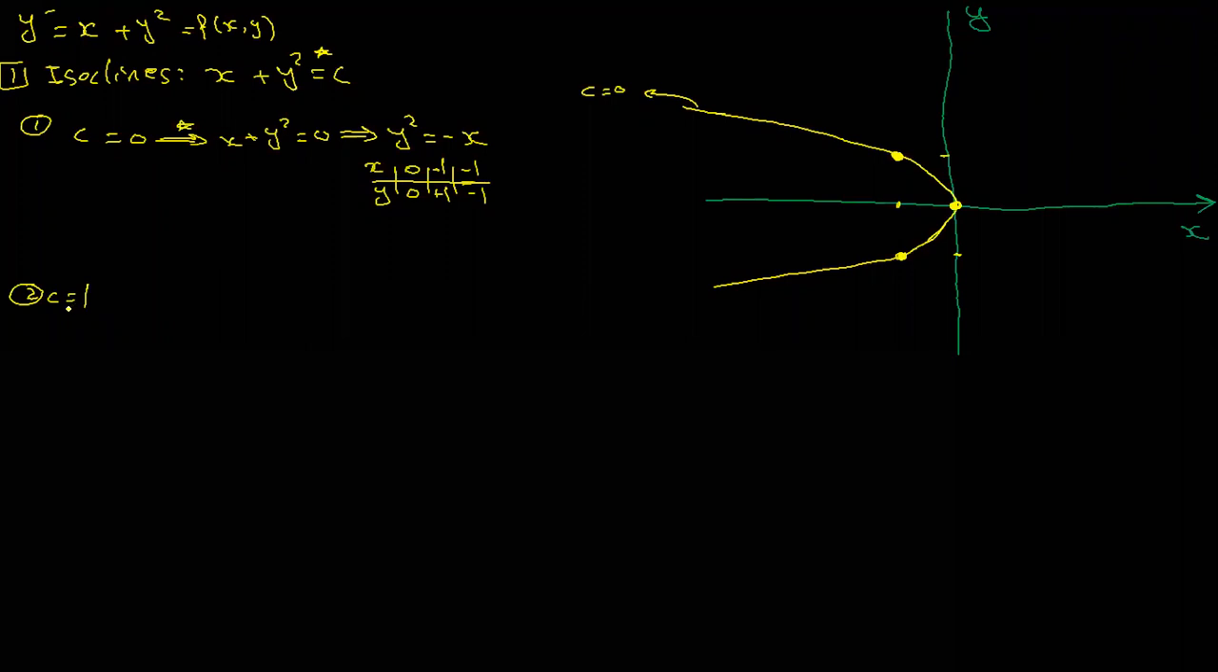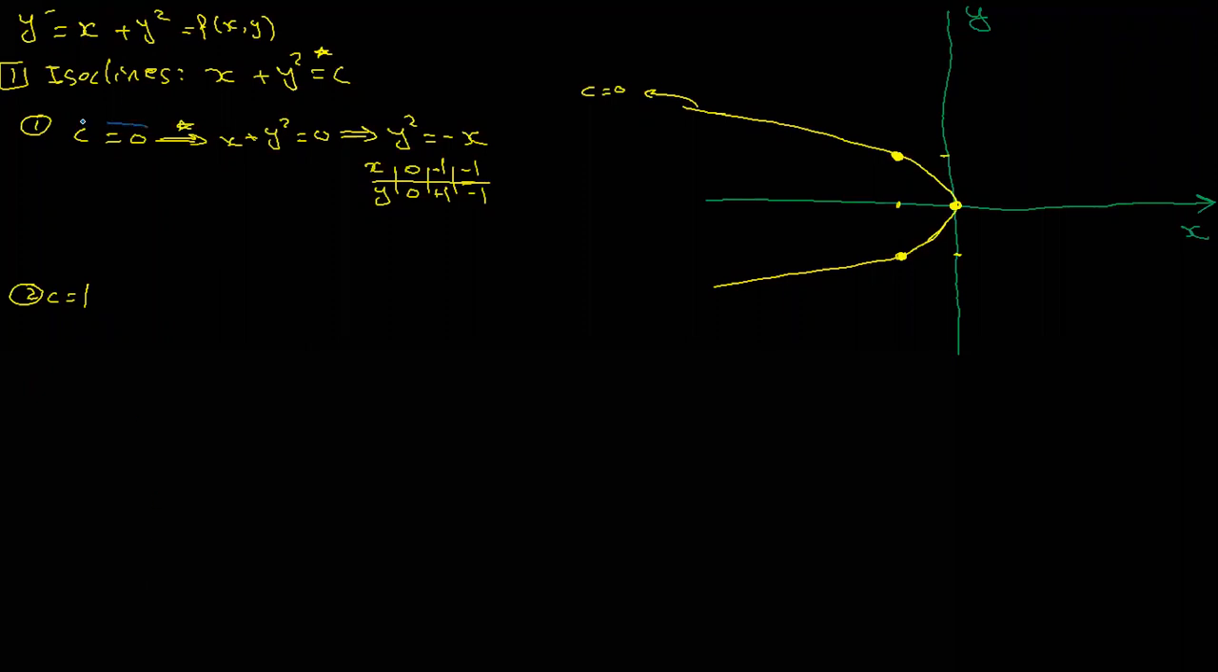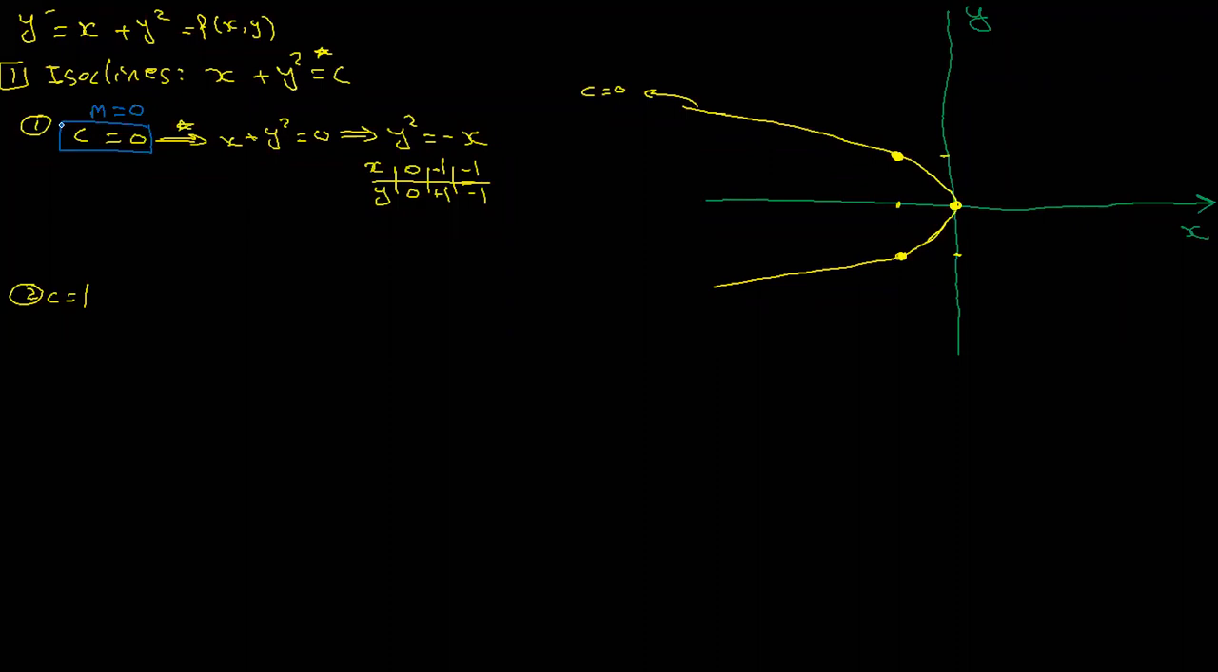Before you go to the second C, you have to draw on this isocline the slope field. What I mean by slope field is small line segments with the slope equal to 0. So this C also represents the slope of the line segment on this isocline. Let us together draw on this isocline small line segments with the slope 0.